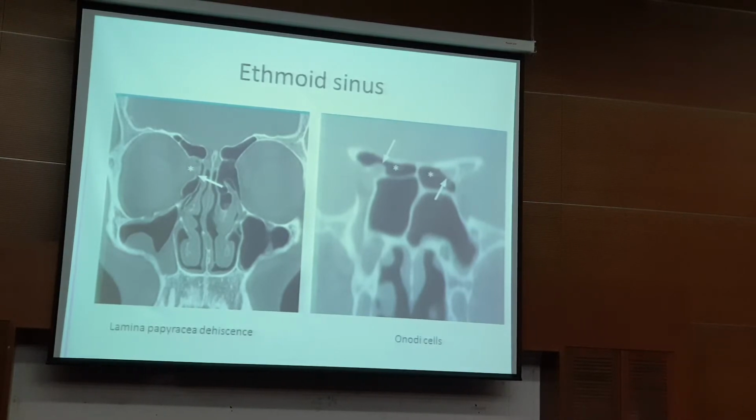Another important cell which is a normal variant would be the Onodi cells. Coronal is best to look for Onodi cells. And here you can see that it traverses superior to the sphenoid air cells, and within it, what is important is this structure here, which is the optic canal. You can see that the optic canal protrudes into the Onodi cell. So this variant increases the risk of surgical injury.